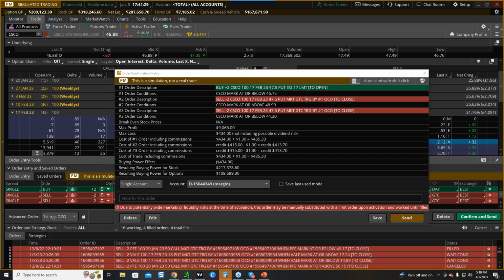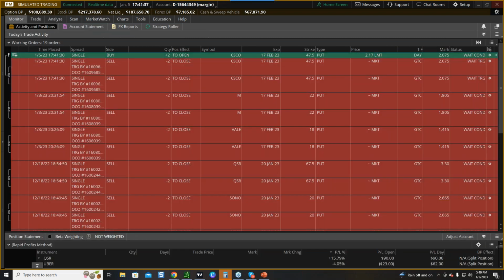So once I go to working orders, this is the ticket. You see this little key, they're locked together. This trade is done. I knew going into it what the risk was. If I was uncomfortable with the risk, I wouldn't set the trade up. I knew going into it what the profit target is. If I was uncomfortable with it, I wouldn't place the trade.